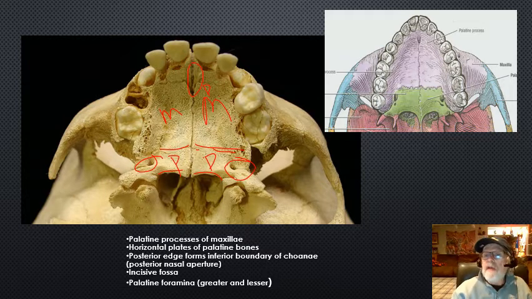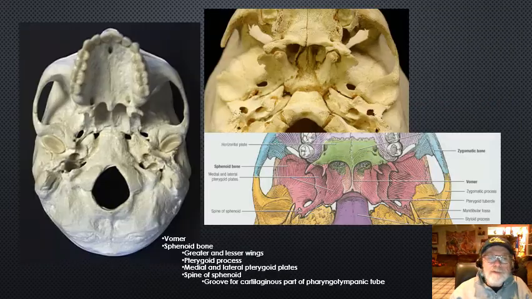And again, every time you have a foramina, it's for passage of something. Here's the palatine foramina here, here's the incisive foramina right there. So we can see those pretty well when we look at our image on the left as compared to the diagram on the right. Pretty easy to see how they all compare.